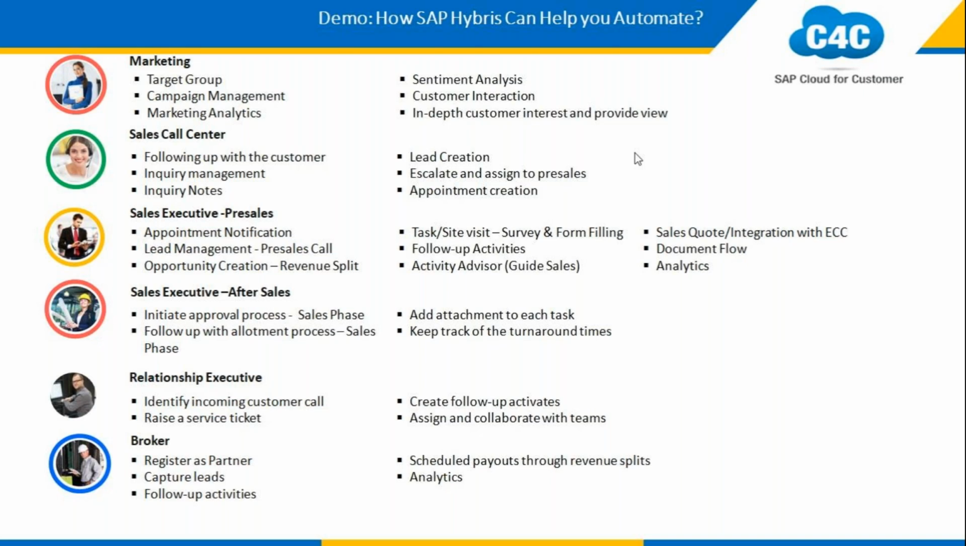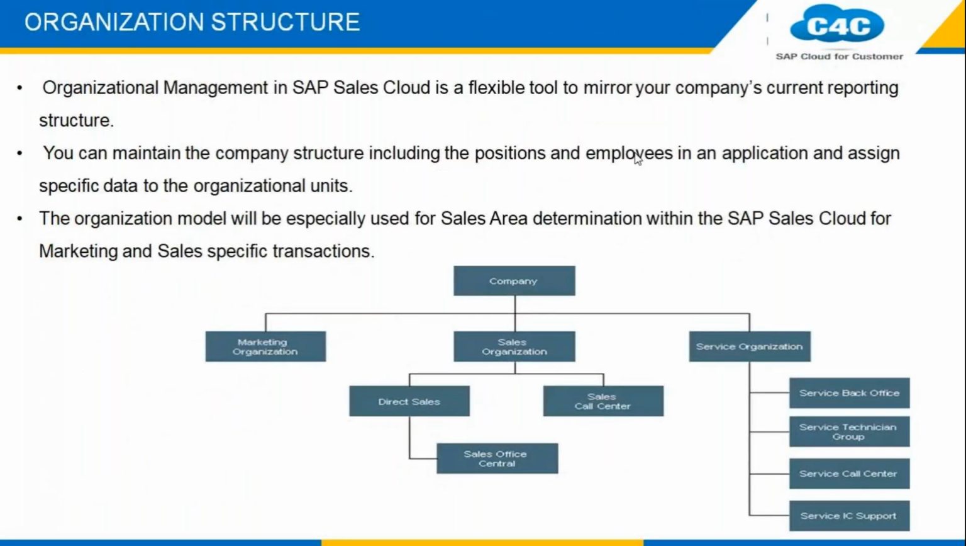Okay. This is the org structure in C4C. The org structure is similar to S/4HANA and the like. You have a company created, and then you can bifurcate that company into three different organizations: a marketing organization, a sales organization, and a service organization. The sales organization covers direct sales and call centers, and then you will have a service organization handling service-related activities.